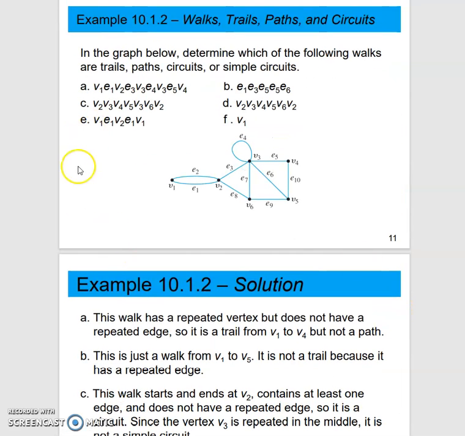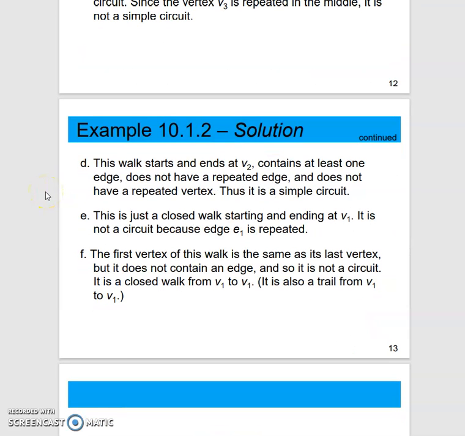Let's come back here, option E. I'm going to start on V1, then do edge 2 to V2, and then back along E1 to V1. So I'm just going back and forth along this bottom part here. And that is a closed walk because we started and ended at the same point, but it is not a circuit because I repeated edge 1.